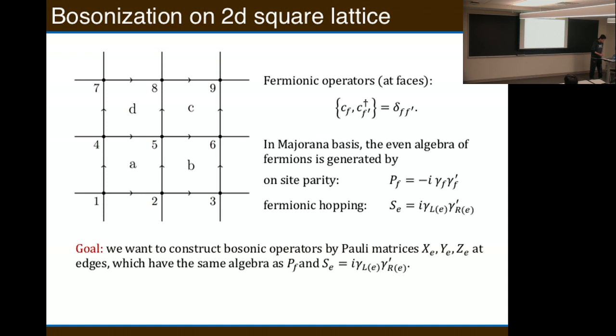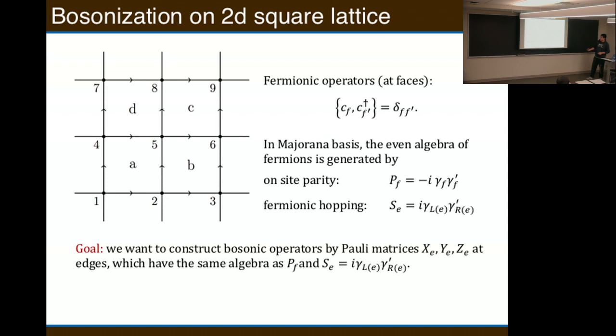So this is the setting of our model. We first put the fermion on each face. So in each face, A, B, C, D, we put the c and c dagger. Or in Majorana fermion language, we put the gamma and gamma prime at each face. And there are two types of operators. The first one is the on-site fermion parity, and the second one is the fermion hopping.